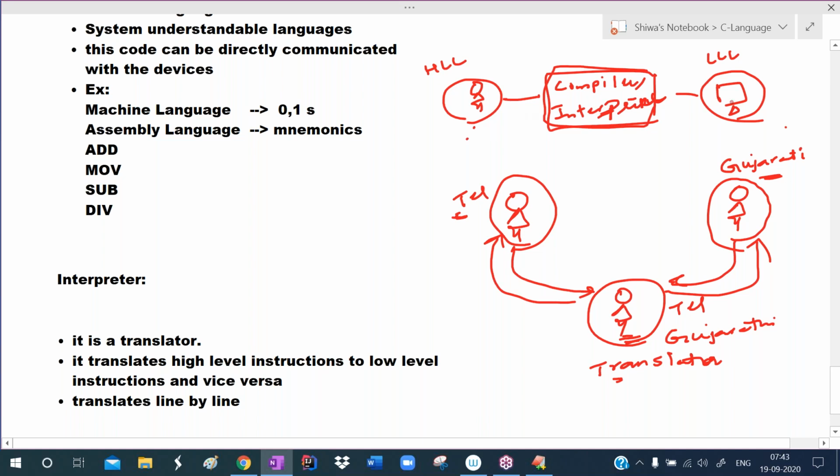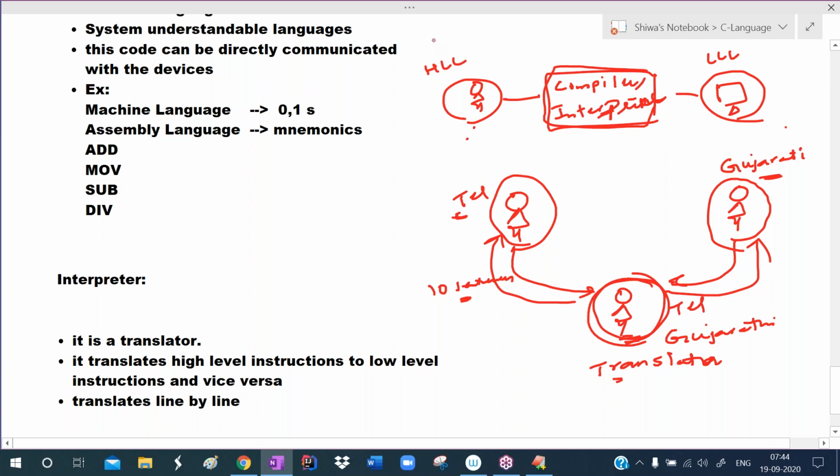Compiler translates all instructions at a time. For example, see here. This Telugu person is talking 10 sentences. This translator, the third person who knows Telugu and Gujarati, listens to all those 10 sentences. After listening to all 10 sentences, he translates those 10 sentences into Gujarati at a time. At a time he is translating means what? Just like a compiler.